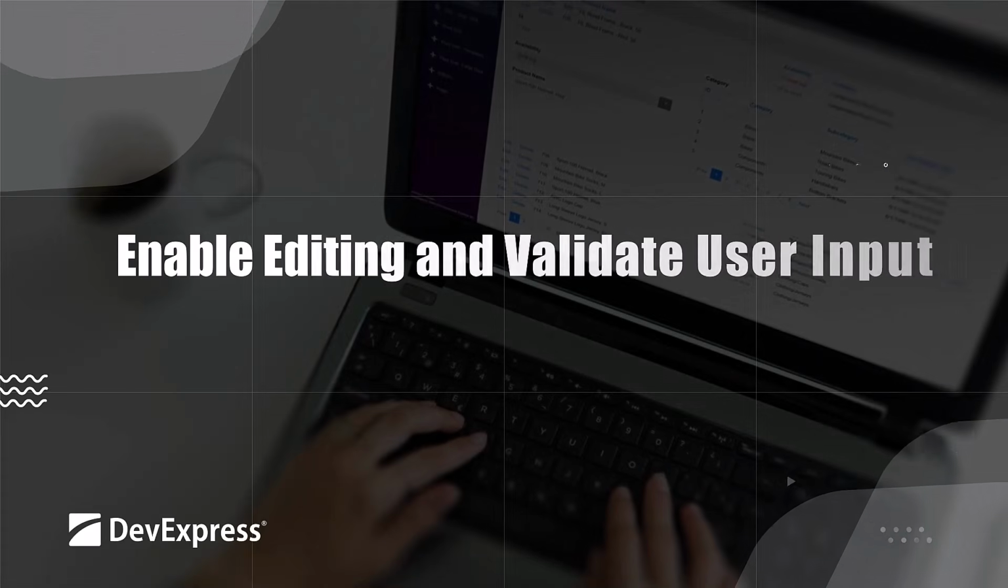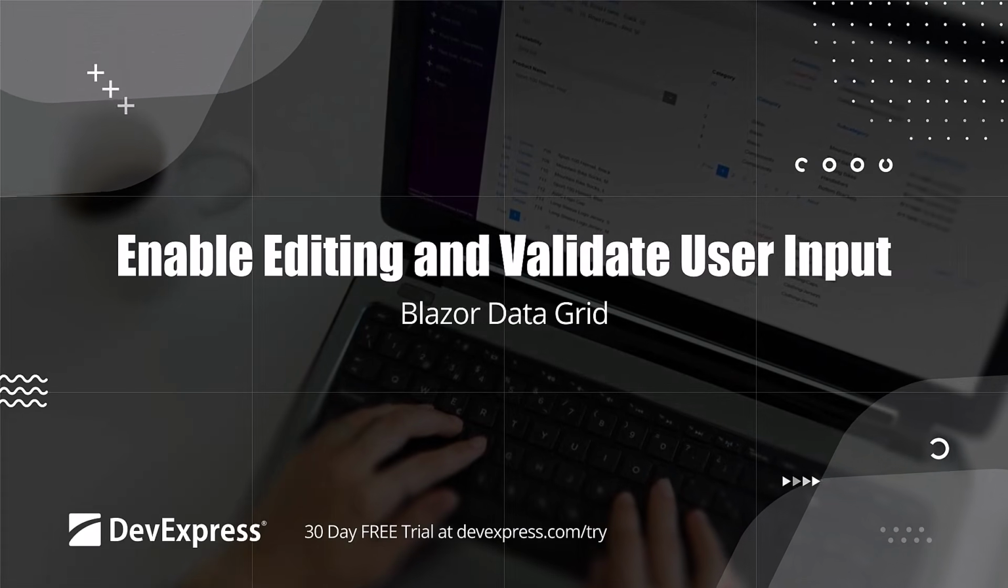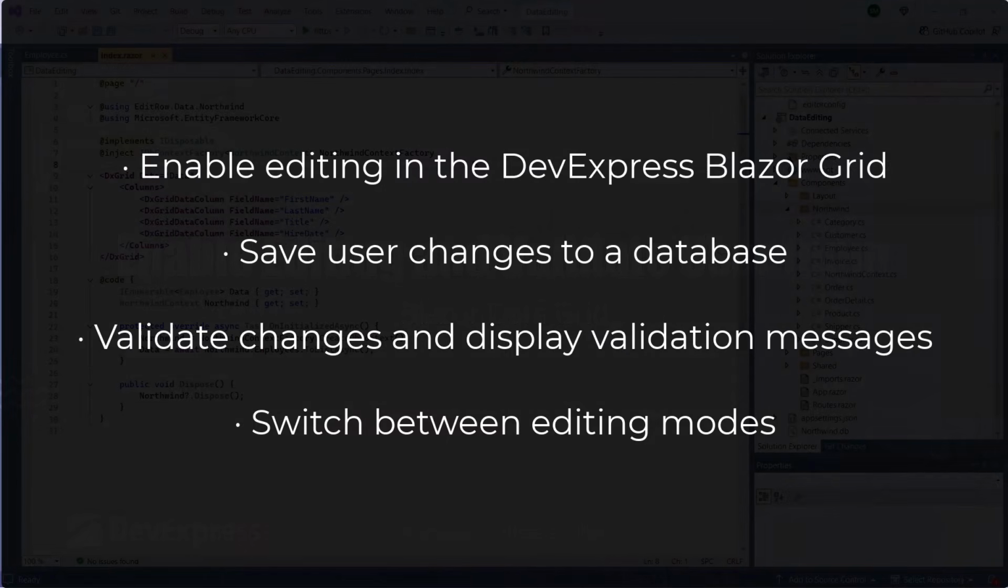Hi. Today we're going to look at data editing in the DevExpress Blazor Grid component. We'll learn how to enable editing in the DevExpress Blazor Grid, save user changes to a database, validate changes and display validation messages, and switch between editing modes.